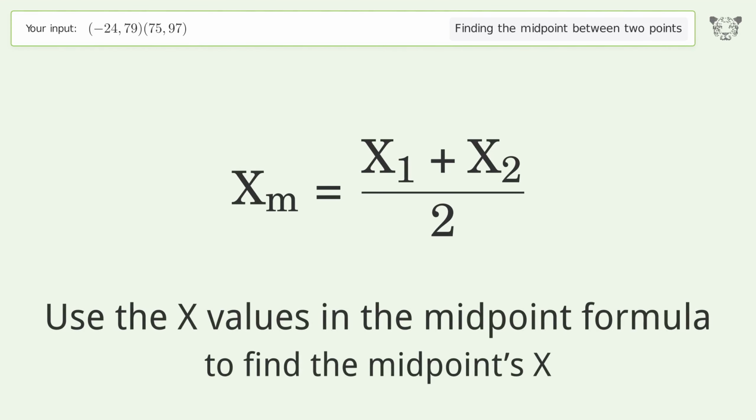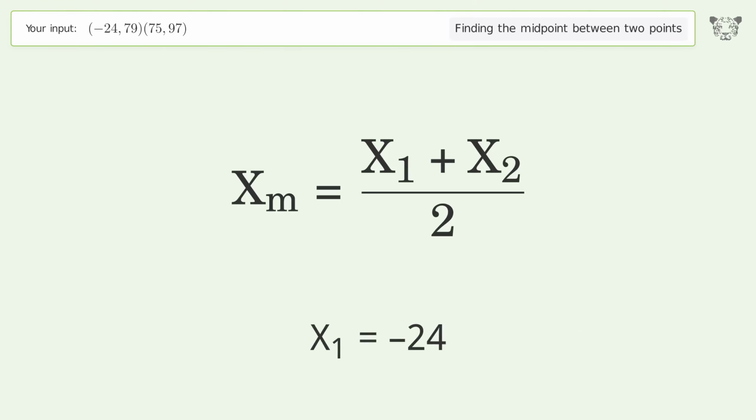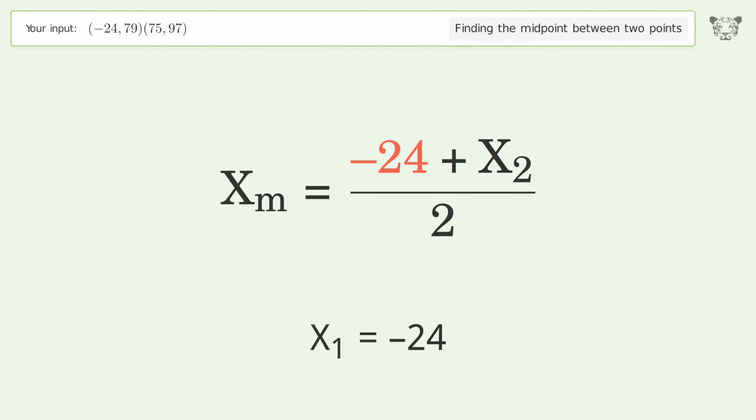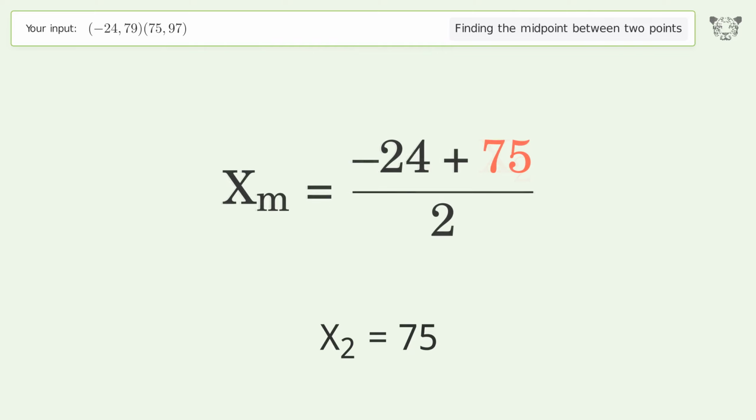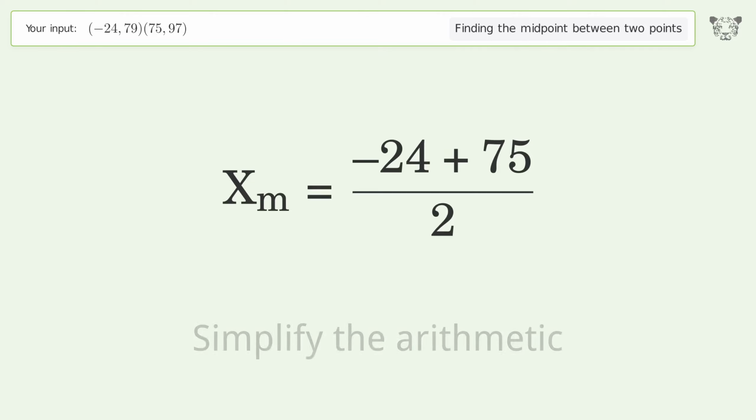Use the x values in the midpoint formula to find the midpoint's x. x1 equals -24. x2 equals 75. Simplify the arithmetic.